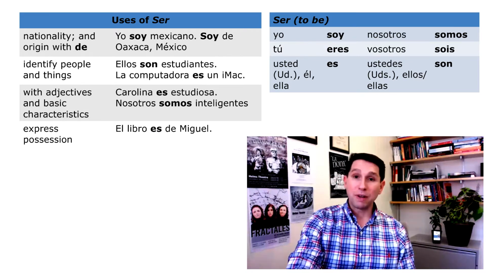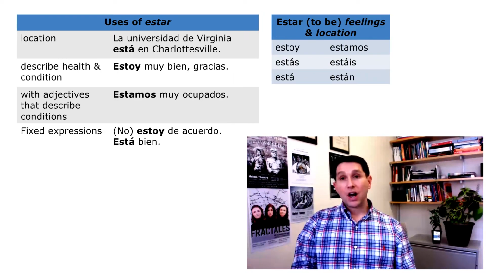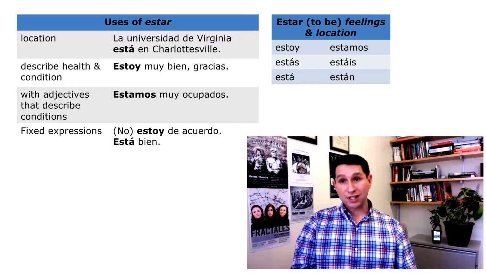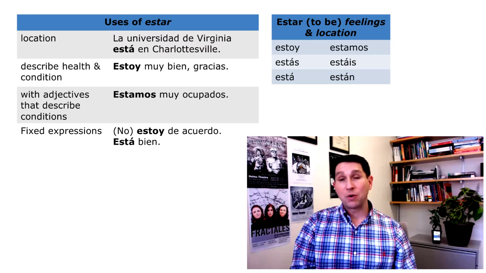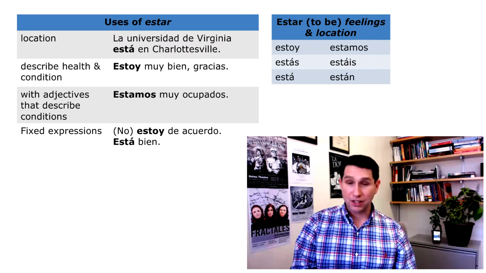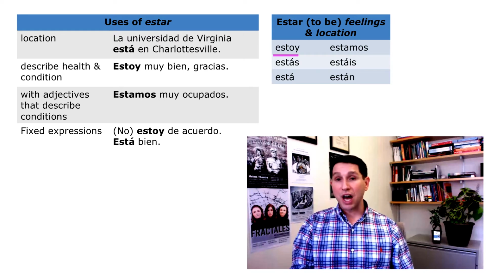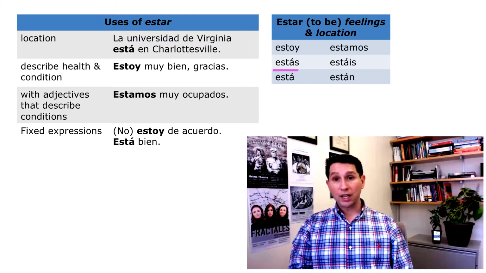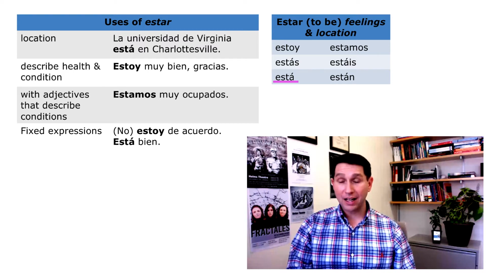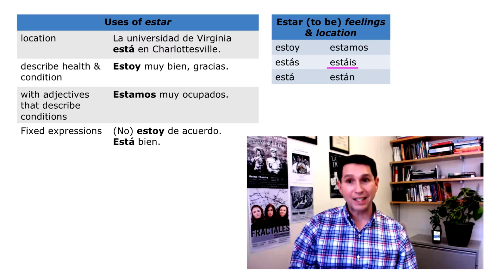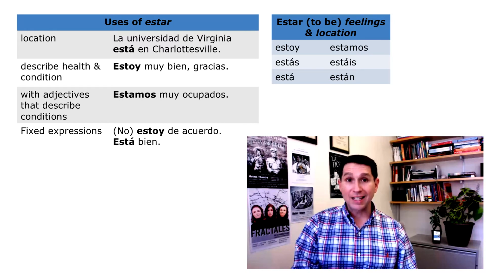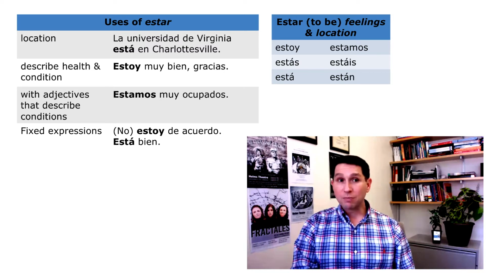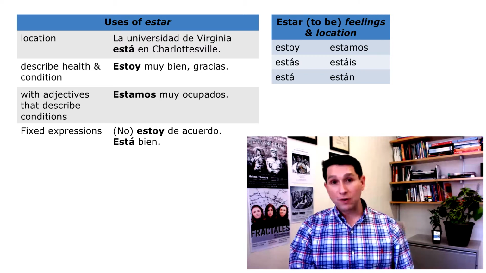The next to-be verb is estar. Estar has many uses like ser. Normally, estar is associated with feelings and locations. The conjugations of estar are estoy, estás, está, estamos, estáis, y están. The uses of estar, like ser, are many. For this module, we will go over a few of them.